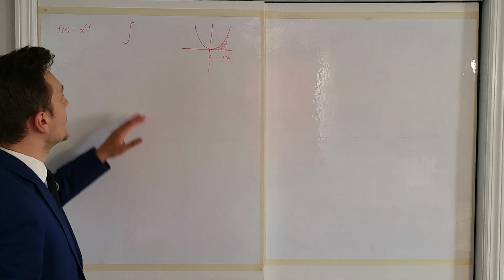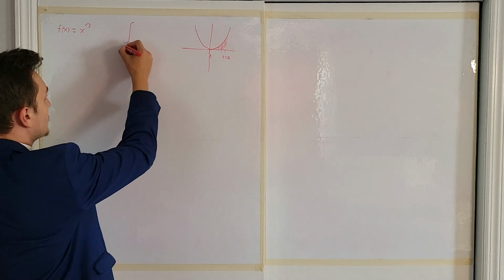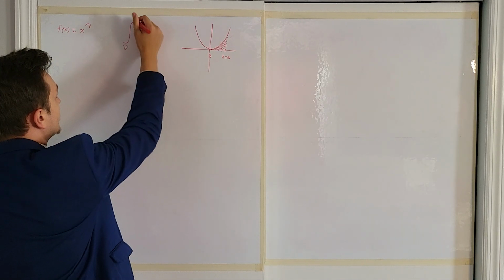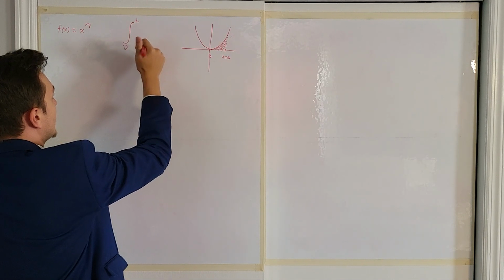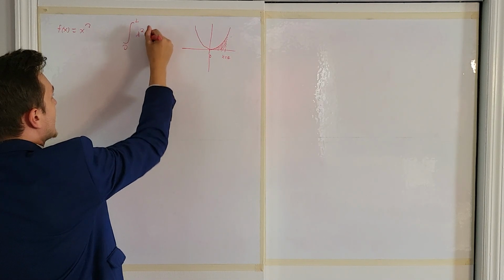The way I find that is I set up my definite integral with my lower bound, the lesser x value, on the bottom and the higher bound on the top. I put my function here, x squared dx.